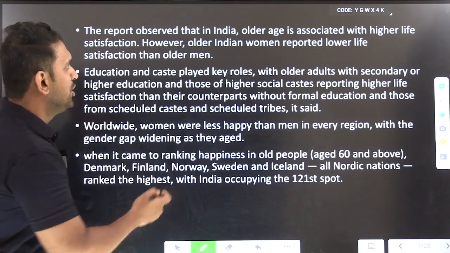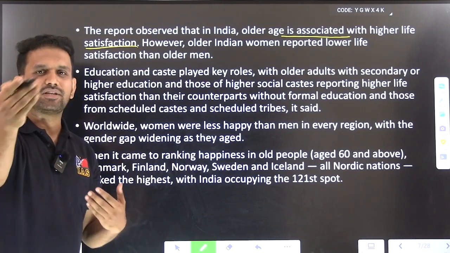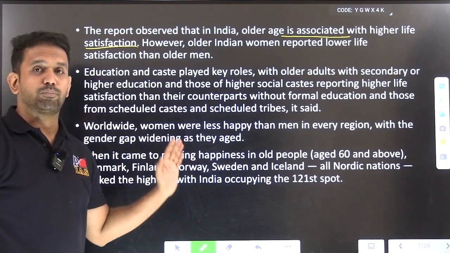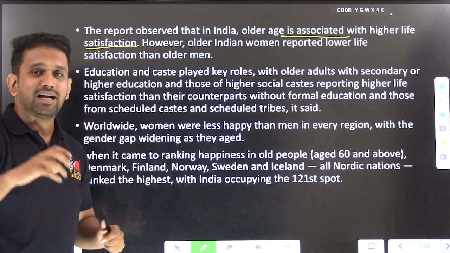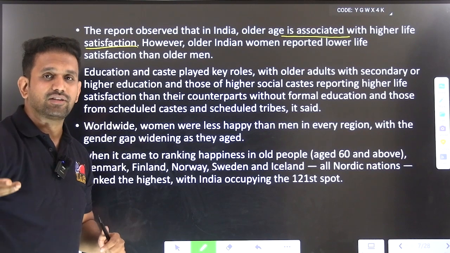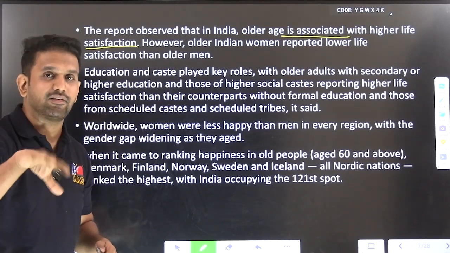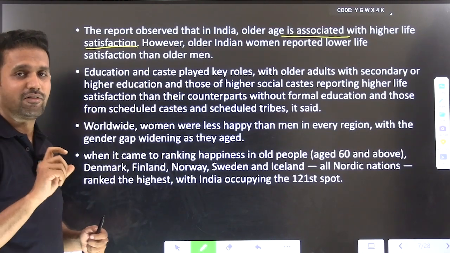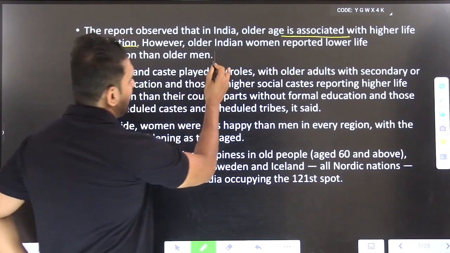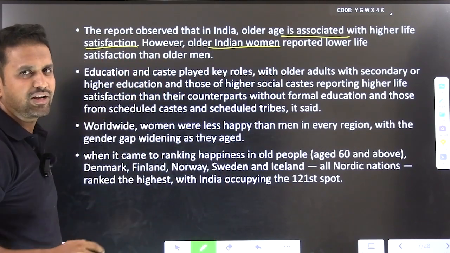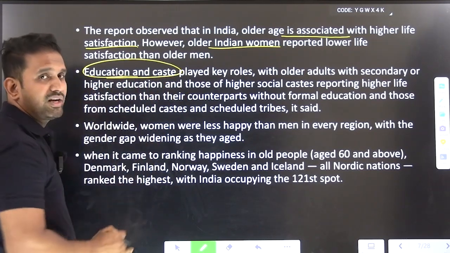The report observed that in India, in older age, people are getting more happiness, it seems. Older age is associated with higher life satisfaction. So when you become 60, you will feel like, yes, I have lived a full life. In the survey, older people in India expressed that they are very happy. So older age in our country is associated with happy life feelings. However, older Indian women reported lower life satisfaction when compared to men.